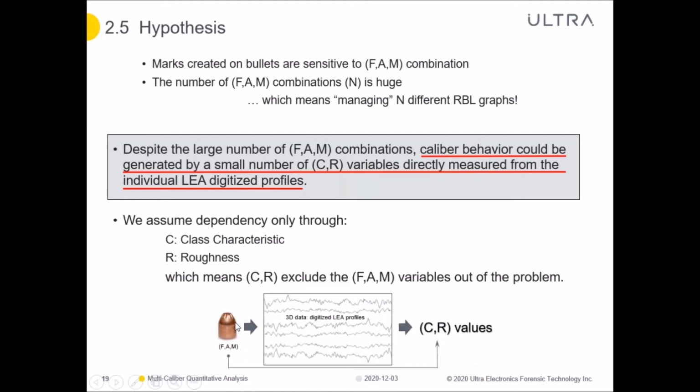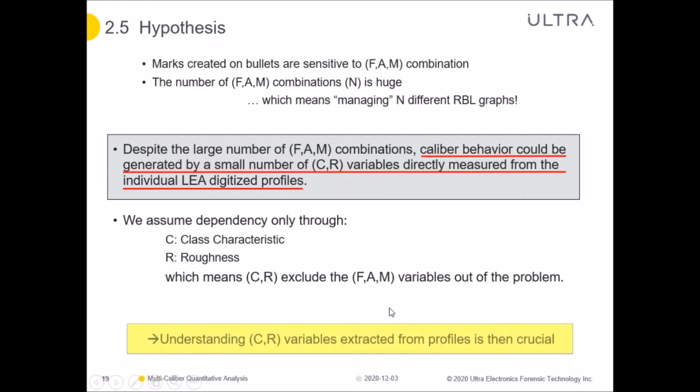So for example, I have a bullet here that was shot by a Remington gun that used an R&D ammunition and is in copper. That bullet has 6 leads, so we acquire them on Quantum, so we have the 3D data where we extract the digitized profiles. And from that, we get class characteristics and roughness values. My hypothesis is that these values embed the FAM information. So this is what we will try to prove.